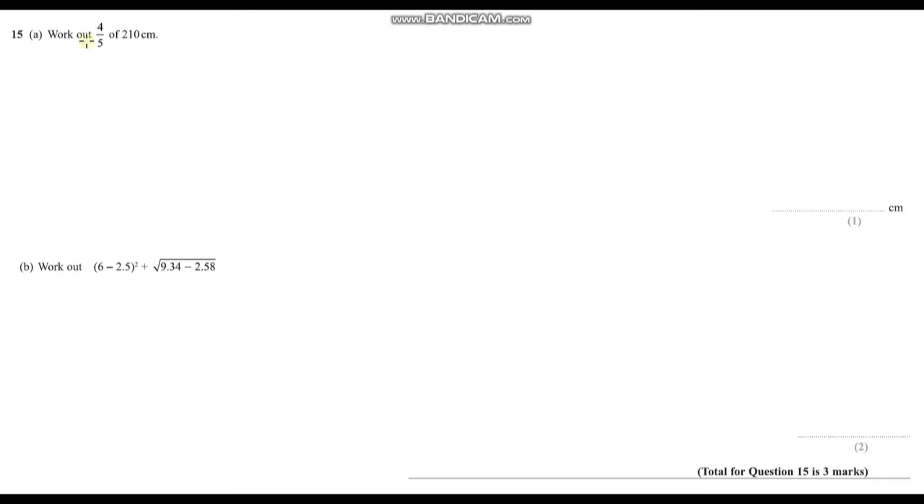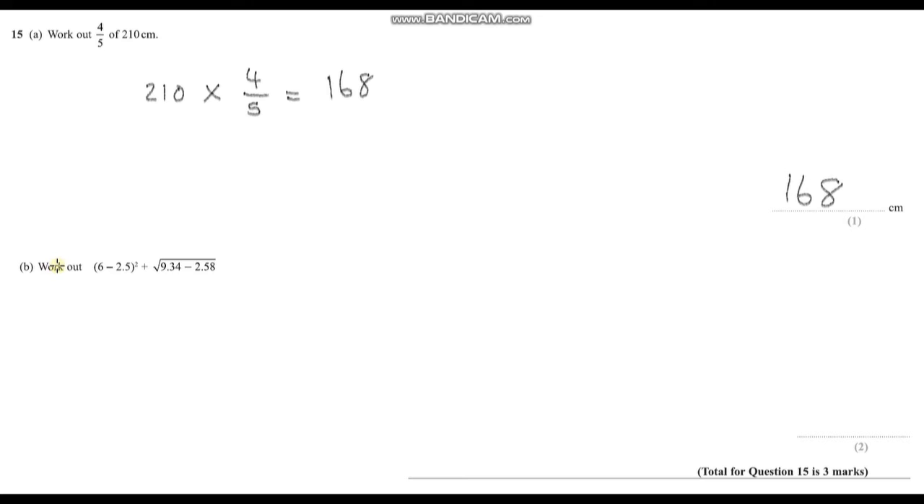Question 15a, work out 4/5 of 210 centimetres. So 4/5 of 210, well, we just take 210 and multiply it by 4/5. Let's get our calculator out just to save time. I could do this without a calculator, but as this is a calculator test, it makes more sense. And we get 168. So that is 168 centimetres.